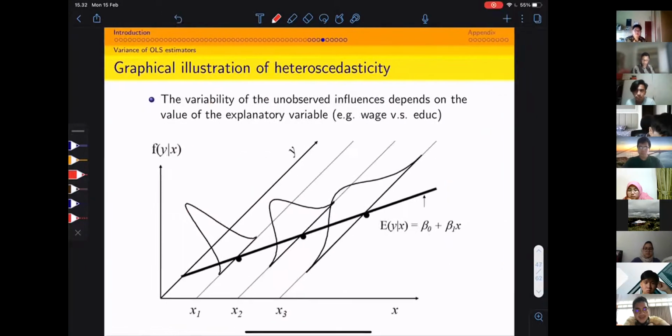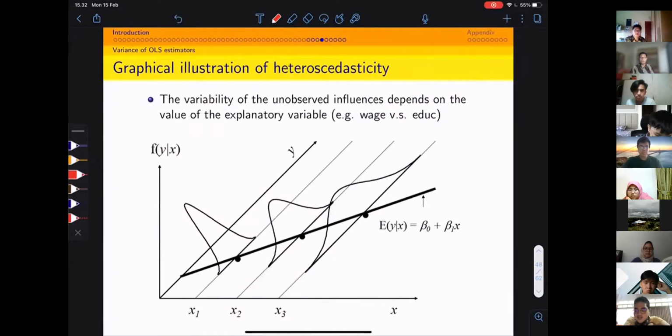Again, this is a simple illustration of heteroscedasticity. Mind you, this is going to be more like the reality. This is what we're actually going to face in the data set. Even though we assume homoscedasticity in this particular lecture and chapter, moving forward we're going to acknowledge that heteroscedasticity is actually a usual and common feature in a lot of data sets.